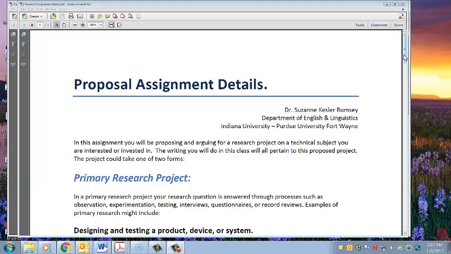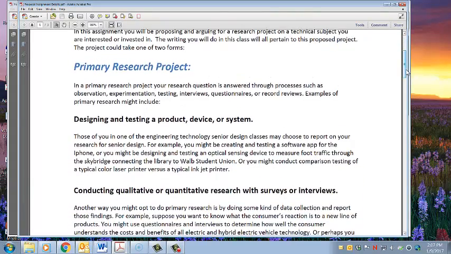Okay, so for those of you who are currently in senior design, in any of the engineering technology, information system, computer science, what have you, various programs, then you are most likely doing primary research. Now, primary research basically means that you are creating something. Okay, you are making a widget, or you are making a process, or you are creating a server, or you are creating something. Okay, you are going to include such things as observation, experimentation, testing, interviews, questionnaires, and recorded reviews.